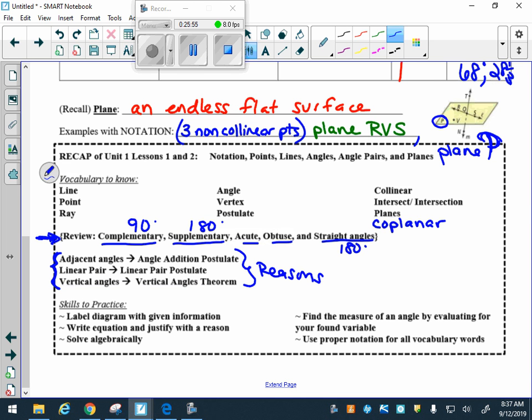Angle addition postulate is used with adjacent angles. Linear pair postulate is used when you have a linear pair. Vertical angle theorem obviously is used when you have vertical angles. And then these are some of the skills that you should make sure you know how to do.